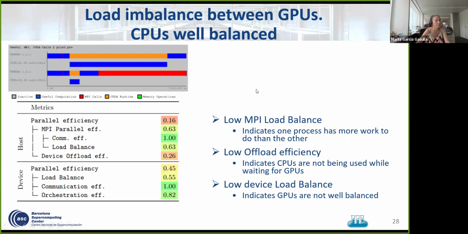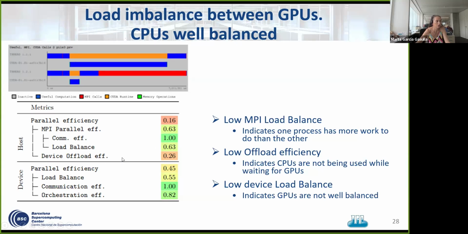In this case, we started introducing some load imbalance, and there's imbalance between the GPUs, but the CPUs are well balanced. What we see now is a low MPI load balance because although the CPU part is well balanced, as for the MPI, the offloading is counted as useful, there's some work that is imbalanced at the CPU level.